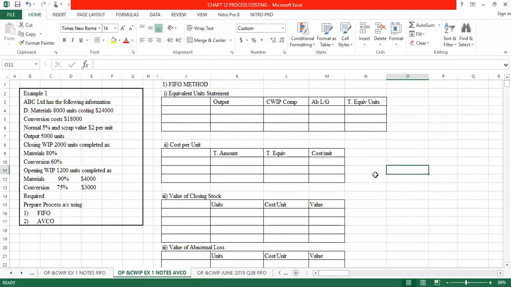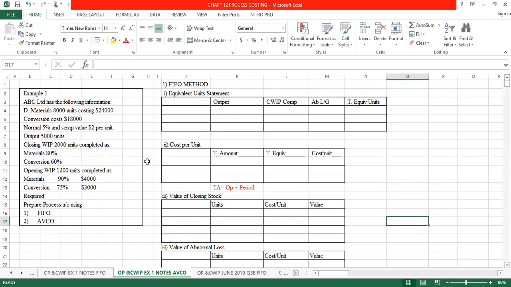Okay, so the question, remember, what have I said? Output, closing work in progress, abnormal loss. And then remember here, total amount. Total amount is equal to opening plus what? Period. So take note of that. Total amount is equal to opening plus period. But we are not on that. Let's read the question first.